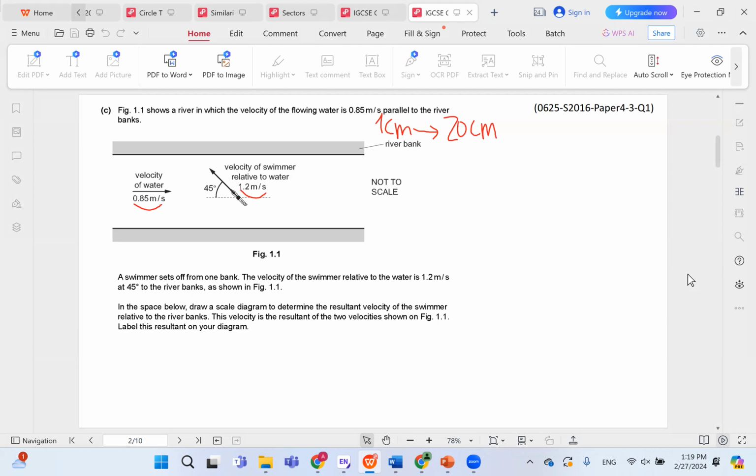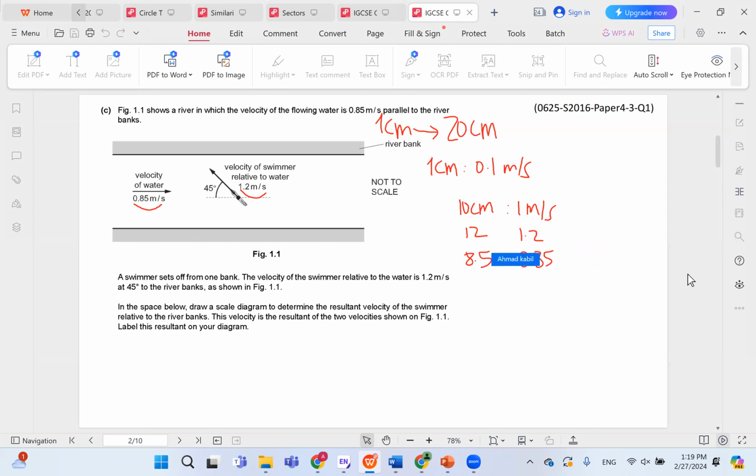So therefore, we're going to construct a scale where 1 centimeter is equivalent to 0.1 meters per second. Or in other words, you can rewrite this as 1 meter per second is equivalent to 10 centimeters. So when we have 1.2 here, we multiply by 10, so we get 12 here. And when we have 0.85, we also multiply by 10, so we get 8.5 centimeters.